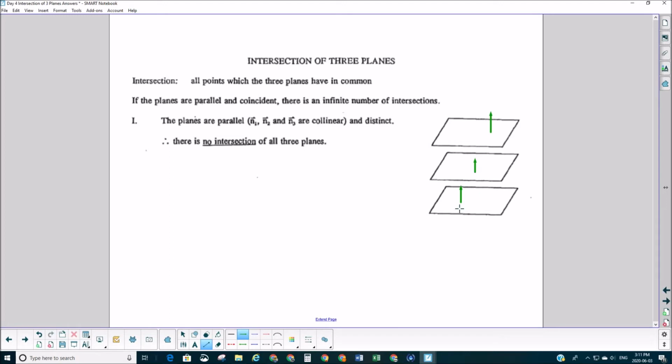You'll be able to tell if they're scalar multiples of each other, they are all collinear, which means these planes are parallel. And you'll have to do an investigation to figure out if they're distinct. There is a chance that maybe all of them are actually the same plane, but if they're distinct, then they would have no intersection.